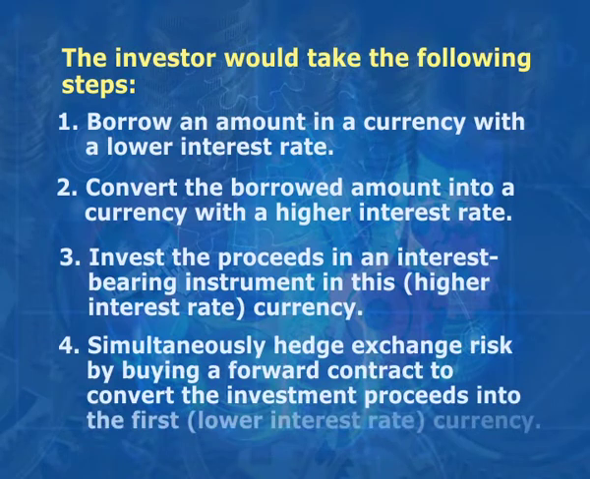Fourth, simultaneously hedge exchange risk by buying a forward contract to convert the investment proceeds into the first lower interest rate currency. The returns in this case would be the same as those obtained from investing in interest-bearing instruments in the lower interest rate currency. Under the covered interest rate parity condition, the cost of hedging exchange risk negates the higher returns that would accrue from investing in a currency that offers a higher interest rate.